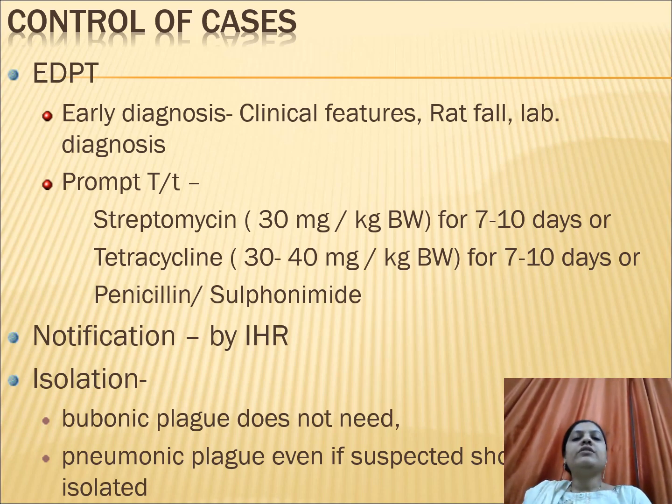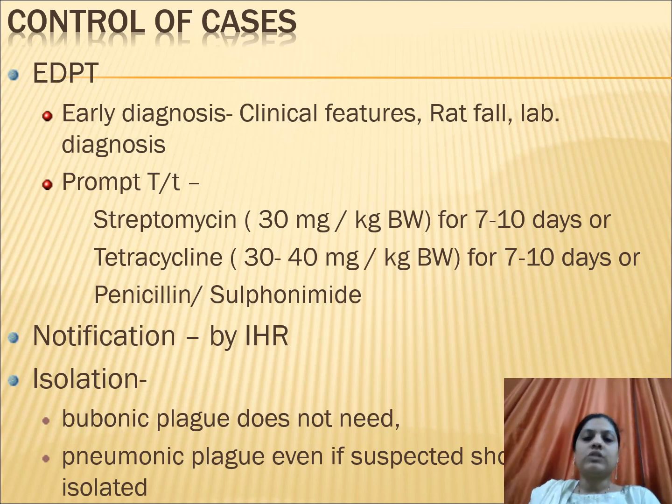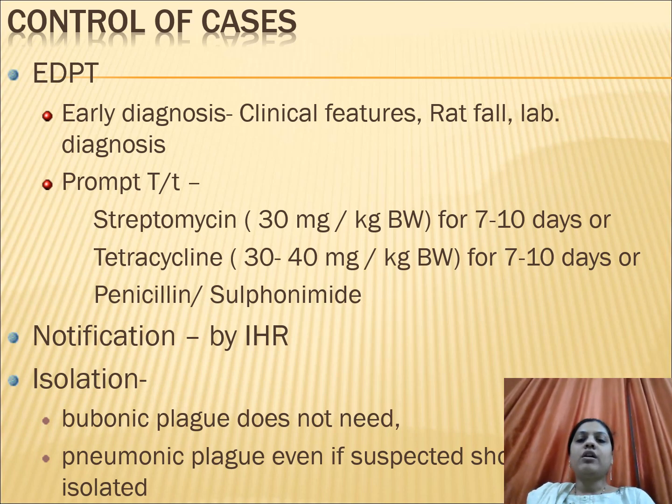EDPT, early diagnosis and prompt treatment. Early diagnosis is through the clinical features. We have to do the early diagnosis: high grade fever, the buboes, chills, and the history of rat fall in and around the house. That gives us the indication. This history is very important, that if the patients or the community reports a lot of rodents dying in and around the vicinity of the houses, then there is an indication that it can be plague. Then prompt treatment you have to give.